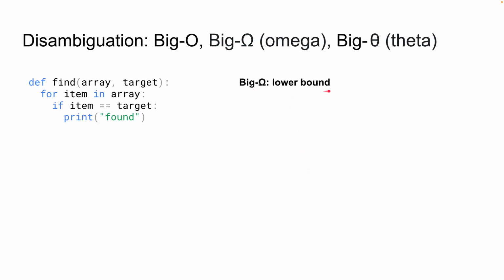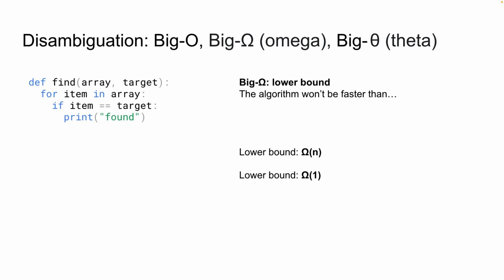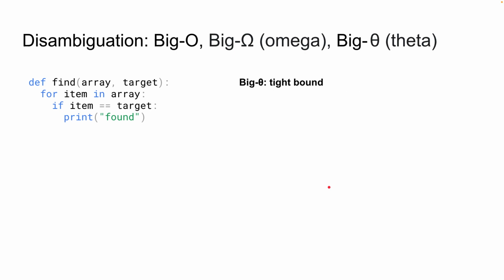Big omega is the lower bound, a guarantee that the algorithm won't be faster than. We know that the algorithm won't be faster than omega of n since it needs to loop through the entire array. There's no way around that. It's also correct to say that it won't be faster than omega of 1 since obviously n is greater than 1 and our algorithm is slower than a constant time algorithm.